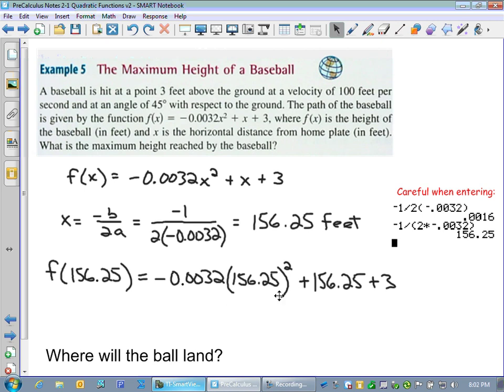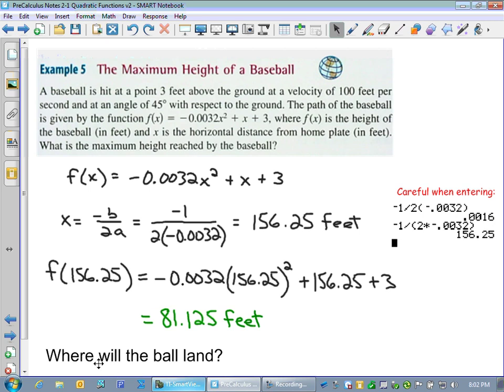And as long as you follow your order of operations, do your exponents first, then your multiplication, then your addition, then you should get your y value being 81.125 feet, which is the maximum height reached by the baseball. And now, I did add a little bit more to the question.